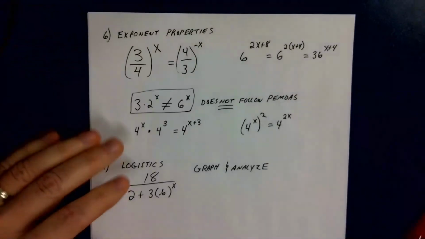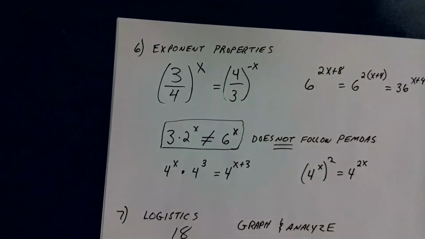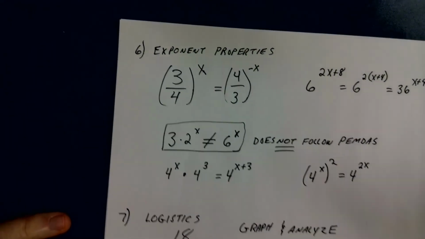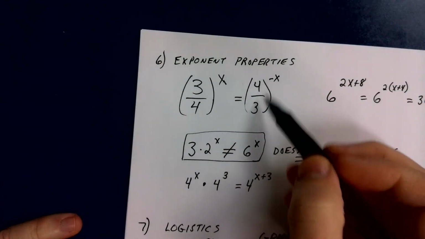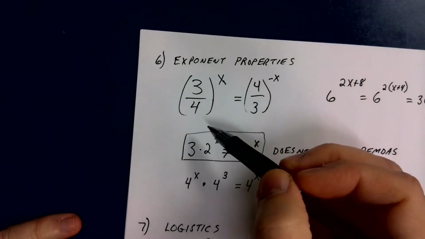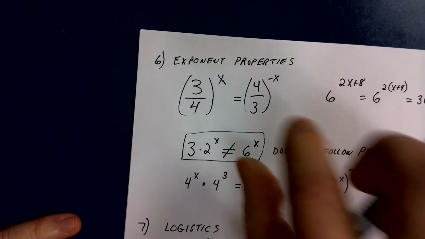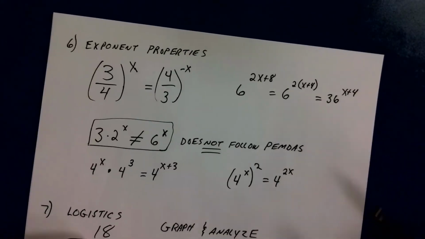Okay, so exponent properties. These are just some reminders again, and some of them I've already talked about in this video, but I put the notes up here before. So you know that 3/4 to the x is the same thing as 4/3 to the negative x. So 4/3 to the negative x is the same thing as 3/4 to the x. The negative exponent simply can be changed to positive by flipping your fraction.